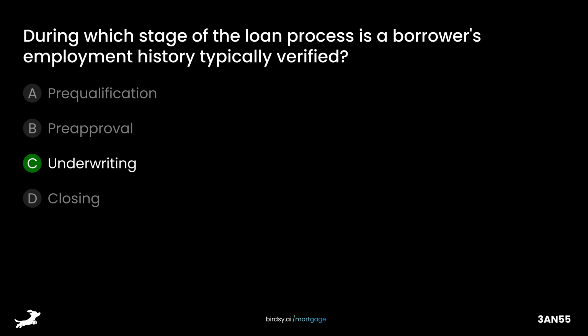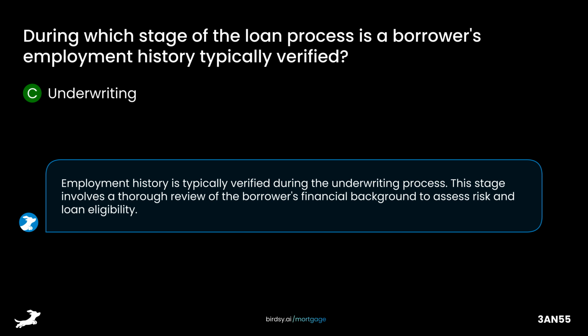The answer is C, underwriting. Employment history is typically verified during the underwriting process. This stage involves a thorough review of the borrower's financial background to assess risk and loan eligibility.